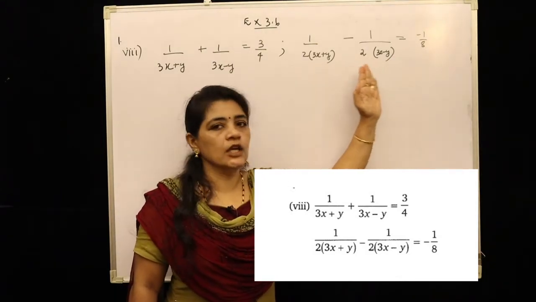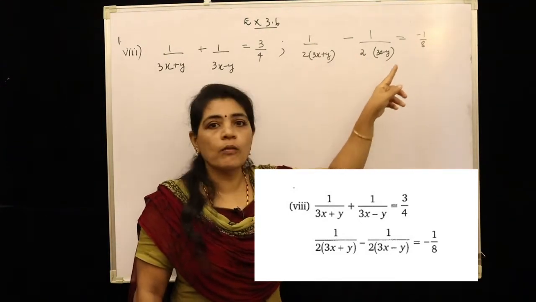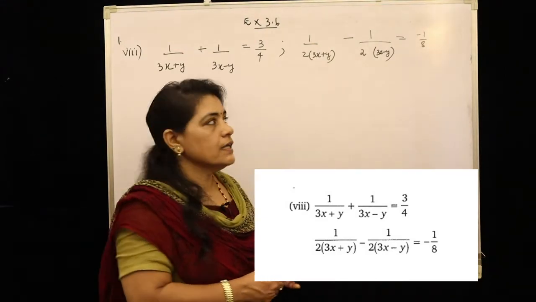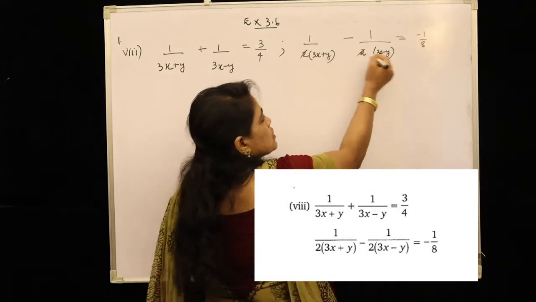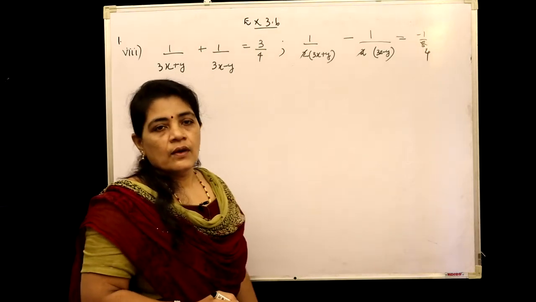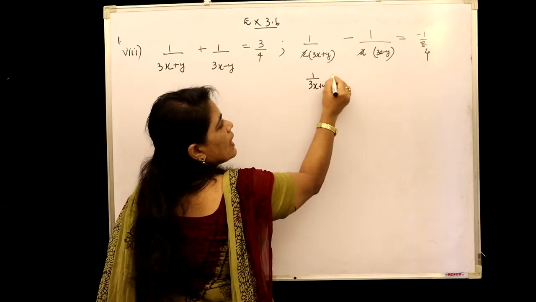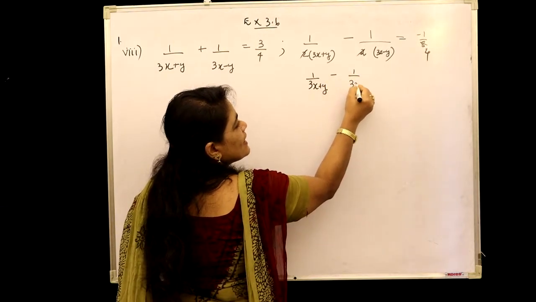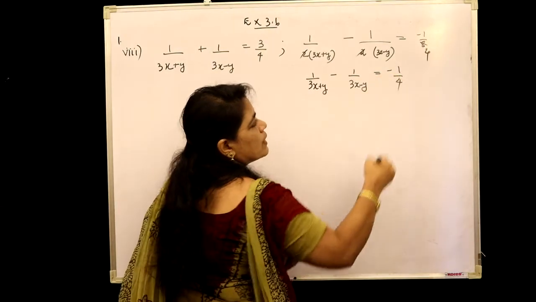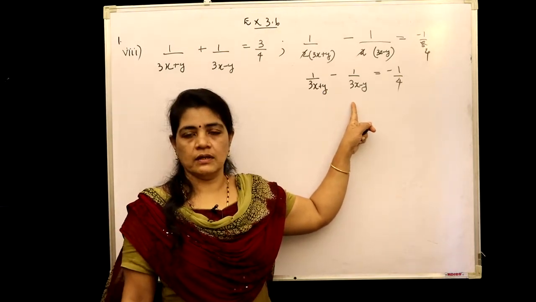See, from the second equation, from the denominator, you can see 2 is a common factor, 2 and 8. So there itself you can cancel. That is, this 2 and 8, the 8 becomes 4. Okay, that is 1 by 3x plus y minus 1 by 3x minus y is equal to minus 1 by 4. This is the second equation.